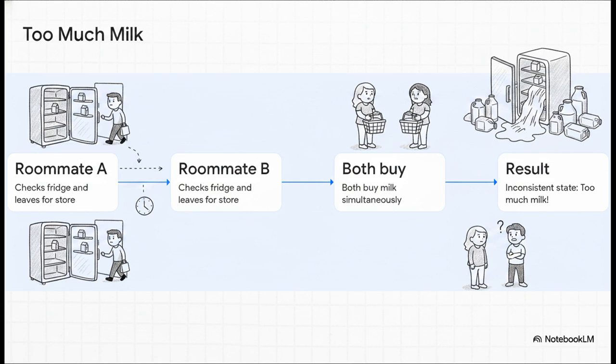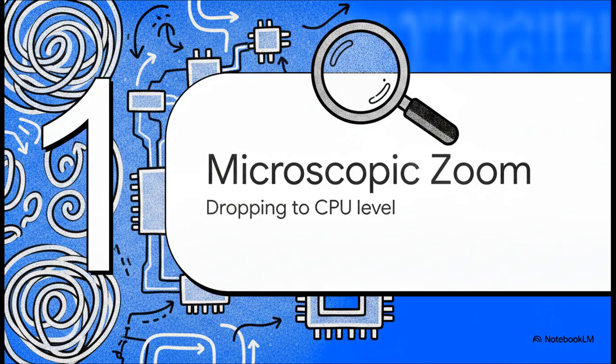Now, that's just a funny misunderstanding in a kitchen. But what actually happens when we transition this exact same logical flaw into the heart of your computer? Section 1. The microscopic zoom. We are dropping down to the CPU level.